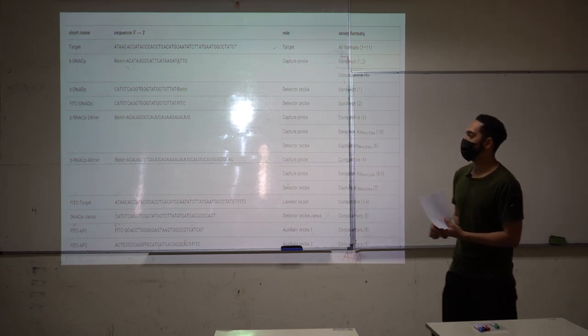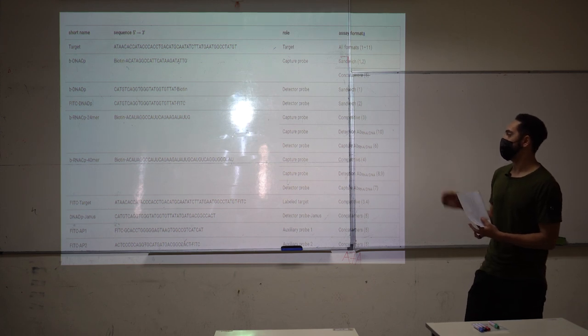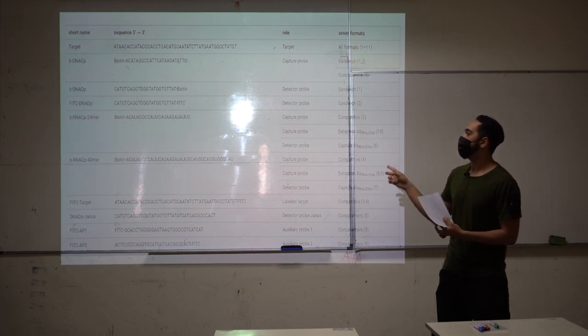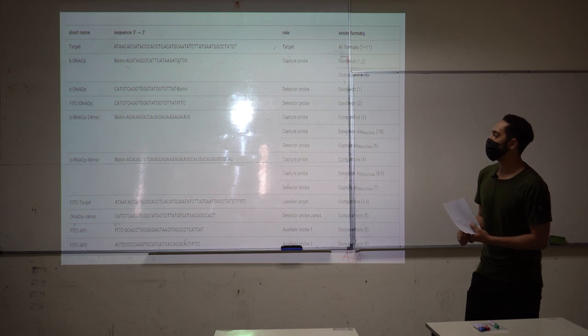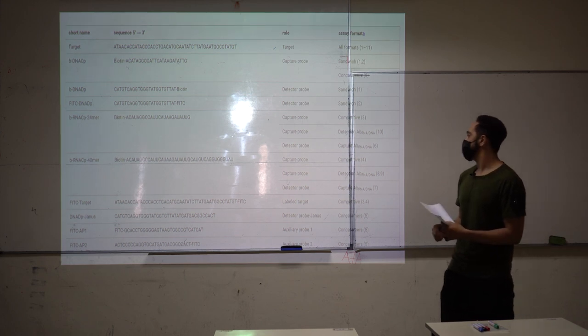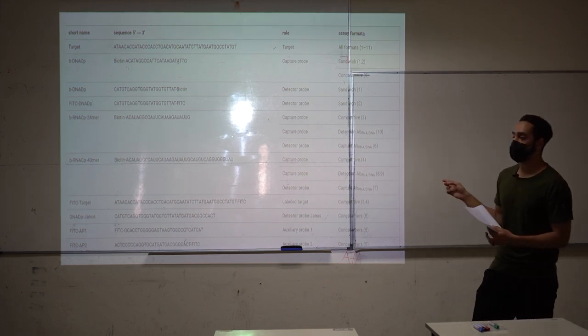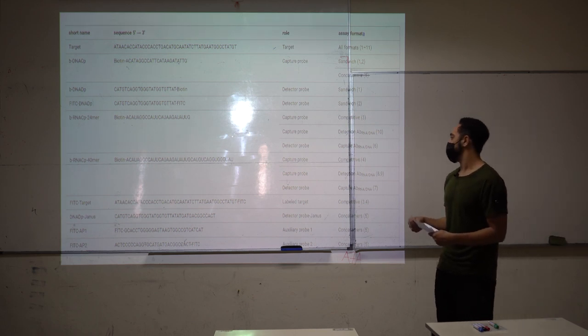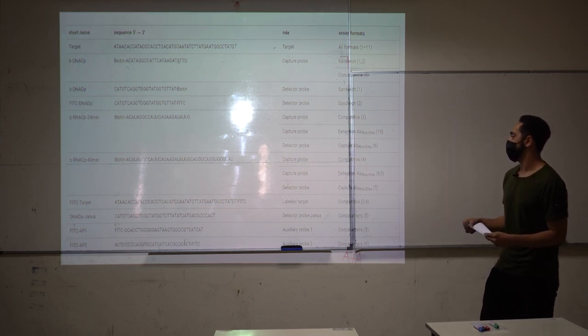Of the methods, until the FITC target, all of them, like the detector, expect the RNA 40 mer, which is a capture probe, and it's applied in the competitive and also the detection of AB RNA.